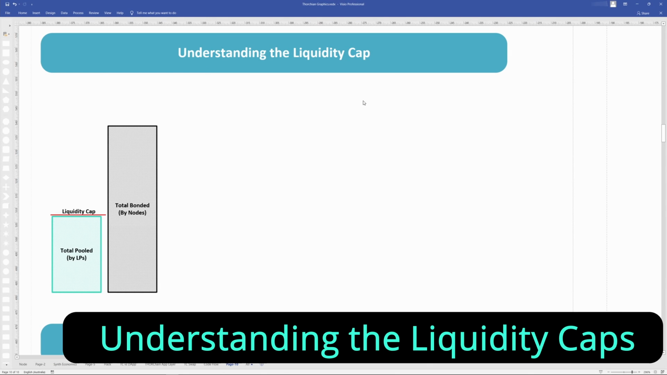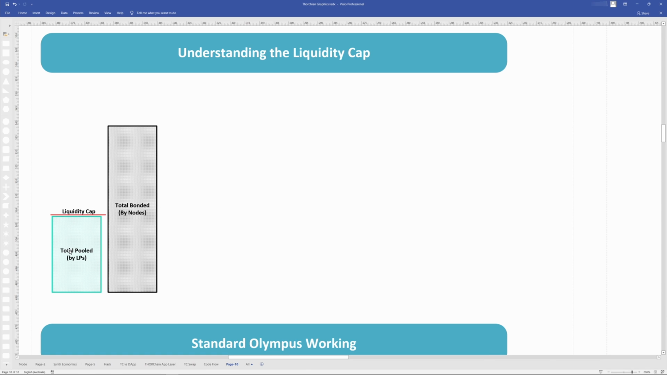So, understanding the liquidity cap. Here we have total bonded, which has been put up by the nodes, and that protects the total pooled liquidity. This is basically all of the liquidity pools in THORChain added together, which is the RUNE as well as the asset. So this protects that. And you generally want it at a 2-to-1 ratio.